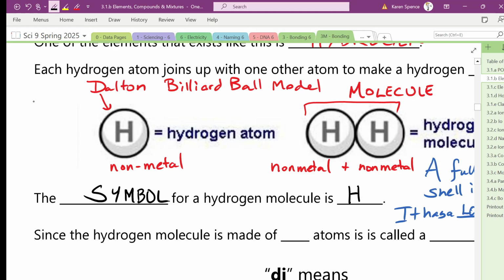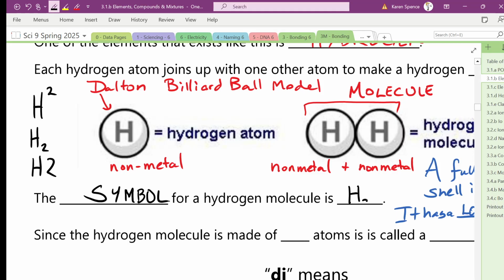Now, I got some questions for you. Is it going to look like this? Or is it going to look like this? Or is it going to look like this? Which one do you think? Is it the first one, the second one, or the third one? It's the second one, yeah.